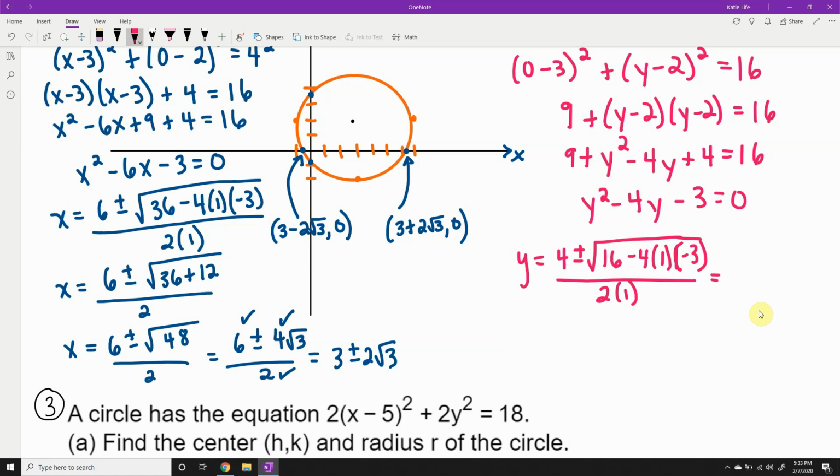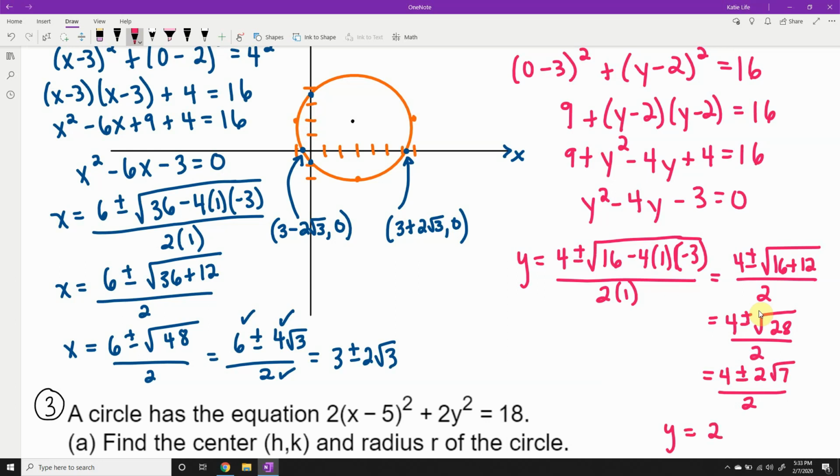A little more simplification, 4 plus and minus the square root of 16 plus 12 all over 2, which is 4 plus and minus the square root of 28 all over 2. Now 28 is 4 times 7, so a 2 is going to come out of there. 4 plus and minus 2 square roots of 7 all over 2. And the 2 in the denominator is going to cancel out factors of 2 in the numerator. So we have y is 2 plus and minus the square root of 7.